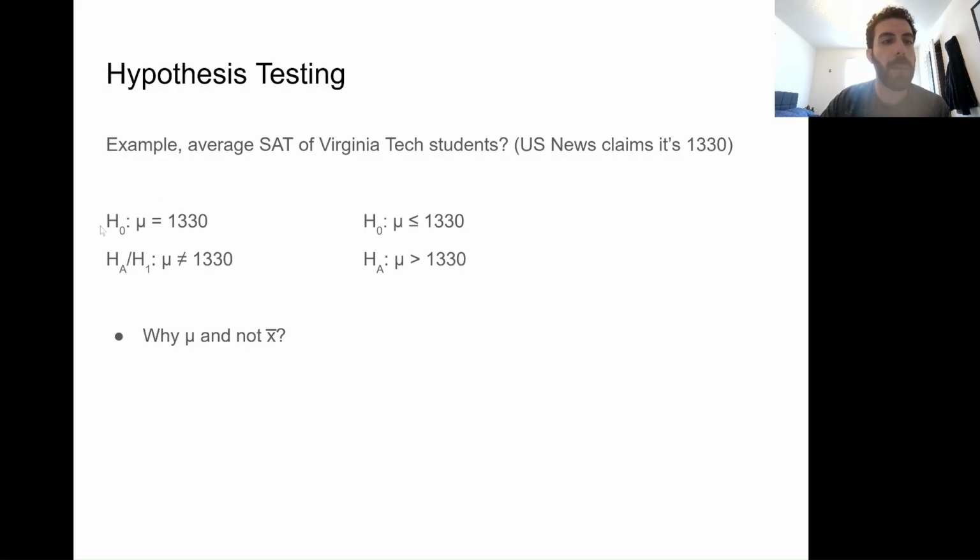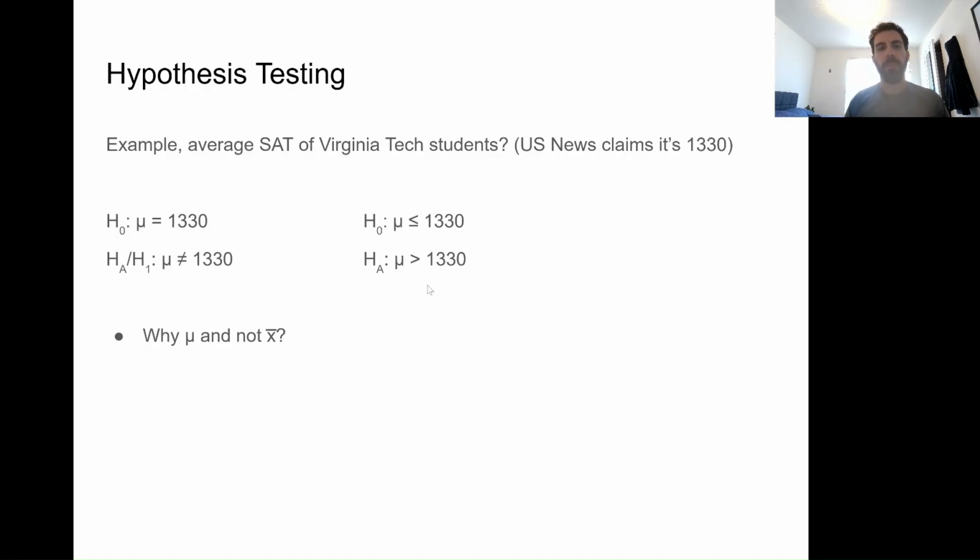So the null hypothesis is usually written with an equal sign. So the null hypothesis here is U.S. News' claim is true. The average SAT score of a Virginia Tech student is 1330. Whereas the alternative hypothesis is that it's not equal to 1330. It's something different. Now here you'll see a very similar set of hypotheses, but they're written differently. And I wanted to go over this as well.